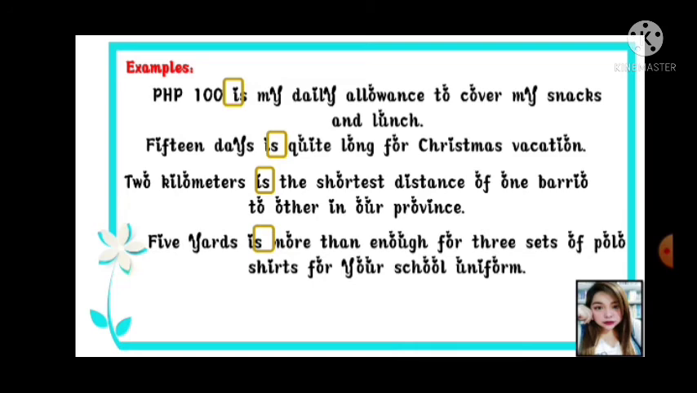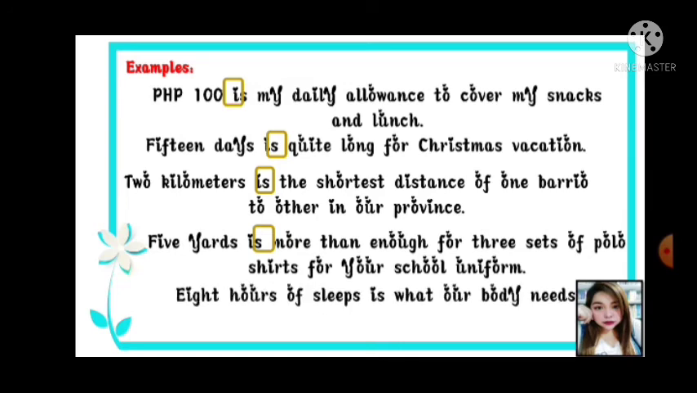So no matter how long the distance, the amount of money, or the number of days, the price of the money, it is always in singular form. 8 hours of sleep is what our body needs. So once again, it is in singular form.